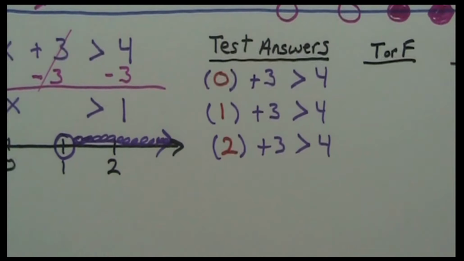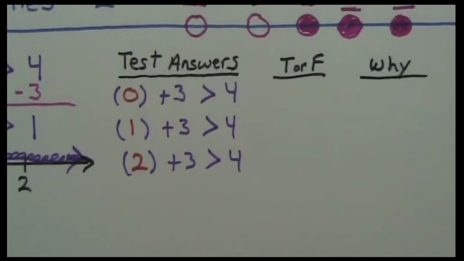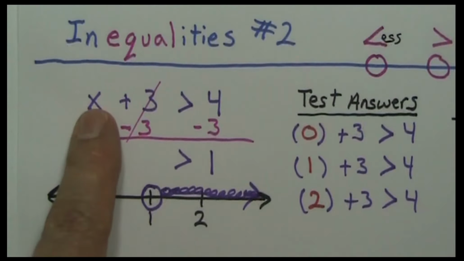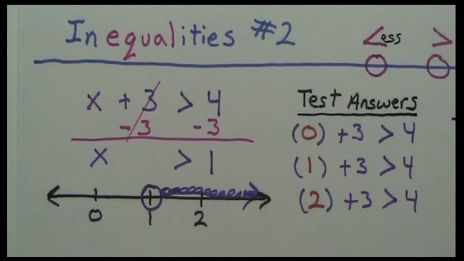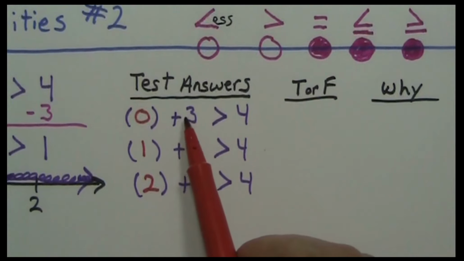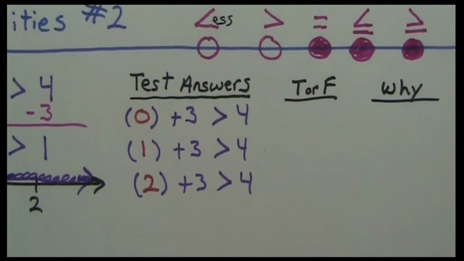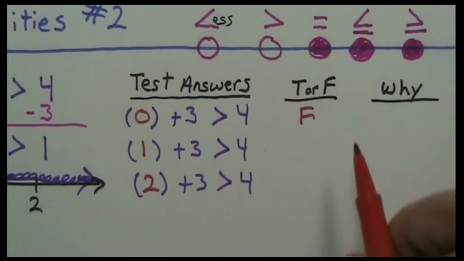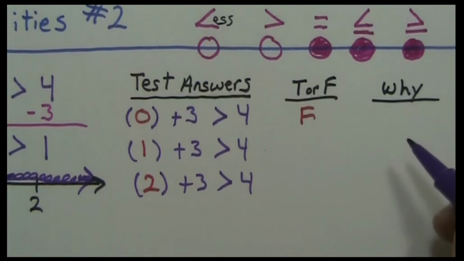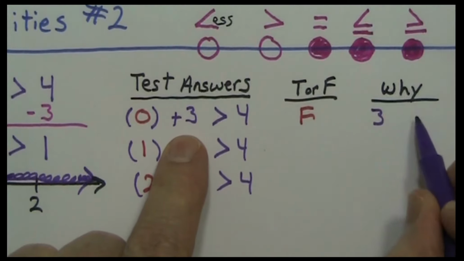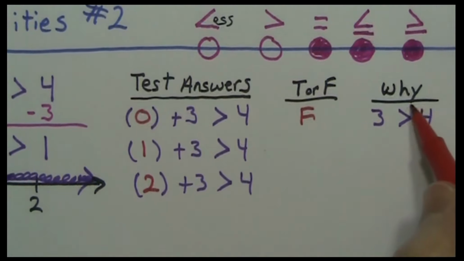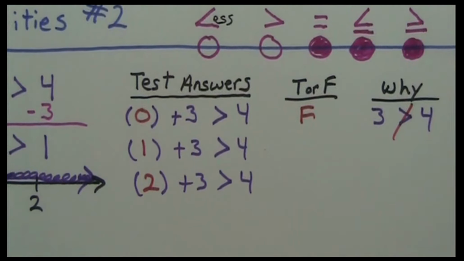So let's look at the first one. If I put 0 in here, 0 plus 3 more than 4, is that true or false? 0 plus 3 is 3. Is that greater than 4? No, that's not greater than 4. Why is it not greater than 4? Because we have 3, and 3 is not more than 4.